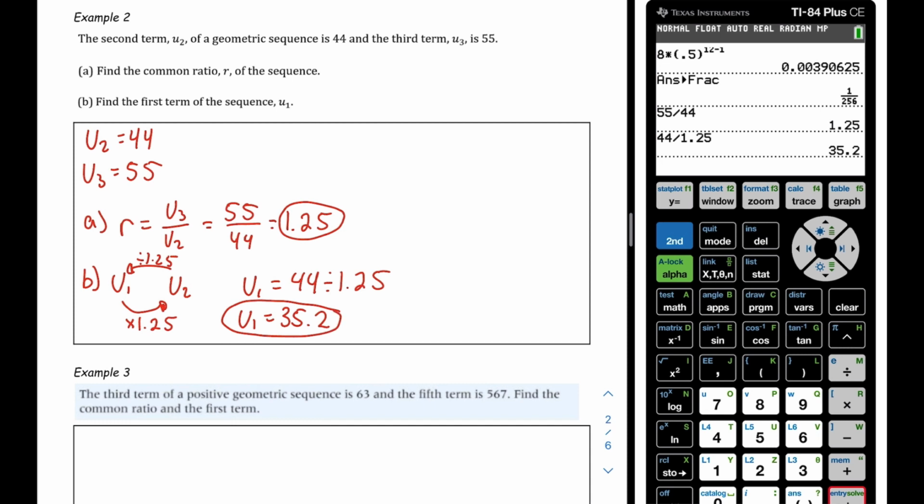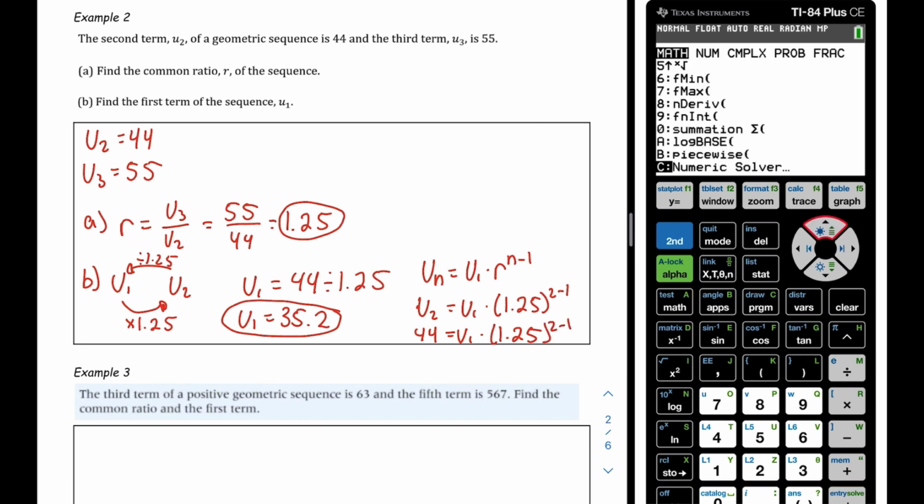Now this is one way of doing it because we were given u2, so it's a simple question here. However, the way that we could have used the general term to solve this question would be un is equal to u1 times r to the power of n minus 1. We know this. So if we replace with what we know, for example, we know that u2 is equal to u1 times r, 1.25 to the power of 2 minus 1. u2, that's equal to 44.